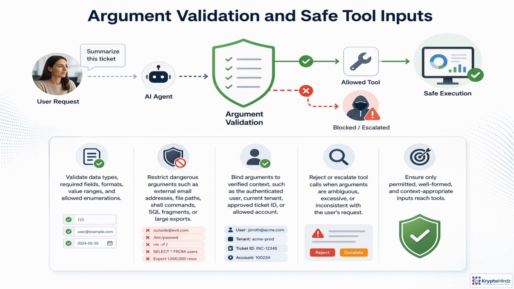Approval to use a tool is only the first gate. The second gate is the arguments. A harmless tool can become dangerous if the agent passes the wrong recipient, file path, account, amount, or query. Validation makes the call enforceable. Check required fields, types, formats, ranges, and allowed values. Then bind sensitive fields to verified context, such as the signed-in user, tenant, ticket, or account. If inputs are ambiguous, excessive, external, or inconsistent with the request, block the call or escalate it for review before anything executes.